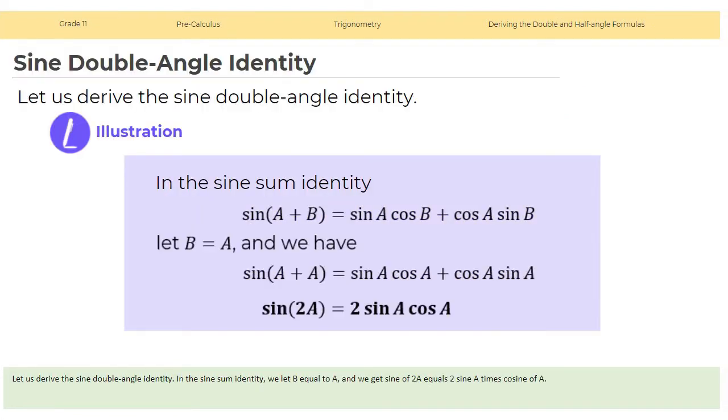Let us derive the sine double angle identity. In the sine sum identity, we let b equal to a, and we get sine of 2a equals 2 sine a times cosine a. So as you can see here, we let b equals a. So we have sine a plus a equals sine a cosine a plus cosine a sine a. That's why it became sine 2a equals 2 sine a cosine a.